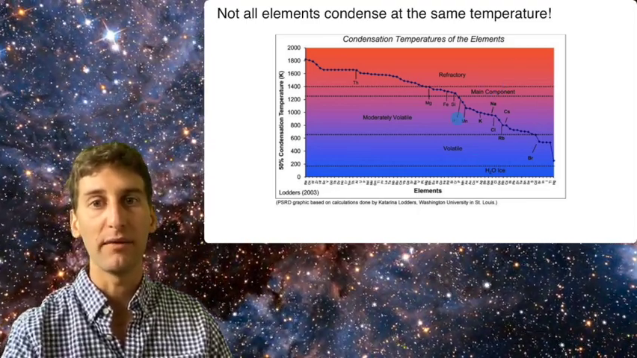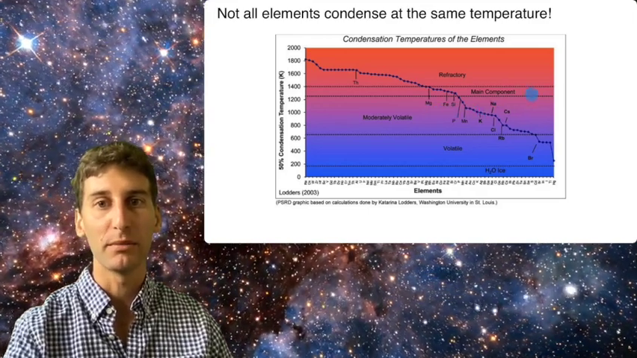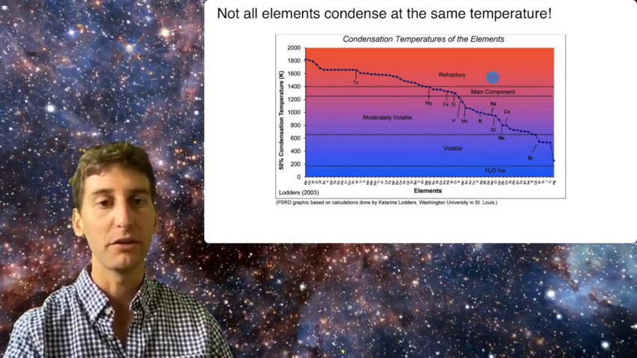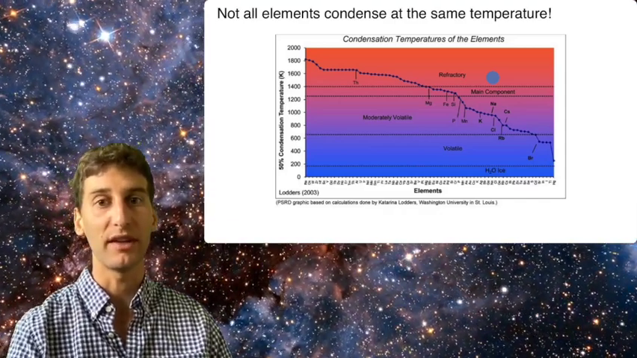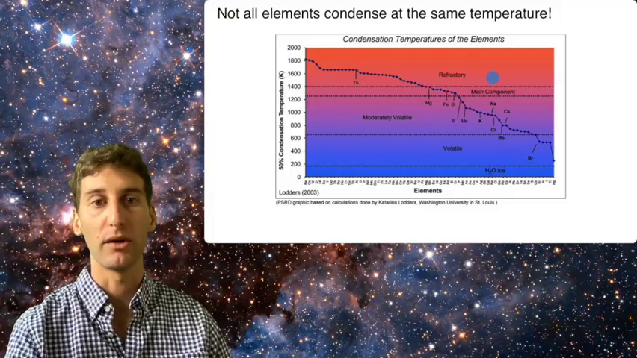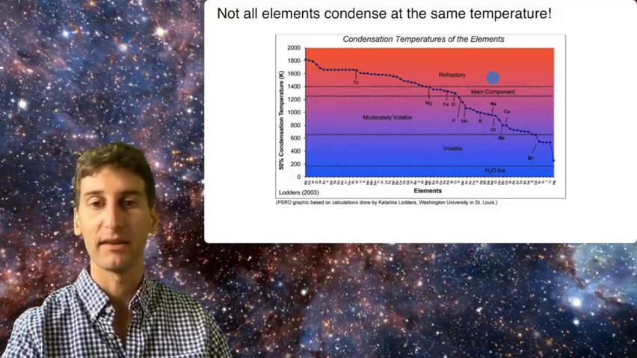On the other hand, you have elements like magnesium, iron, and silicon. It's called this main component group. Sometimes this is called the refractory group. These are things that stay solid even at really high temperatures. So these are the first elements to condense when the solar system was made, and they're forming the rocky planets.